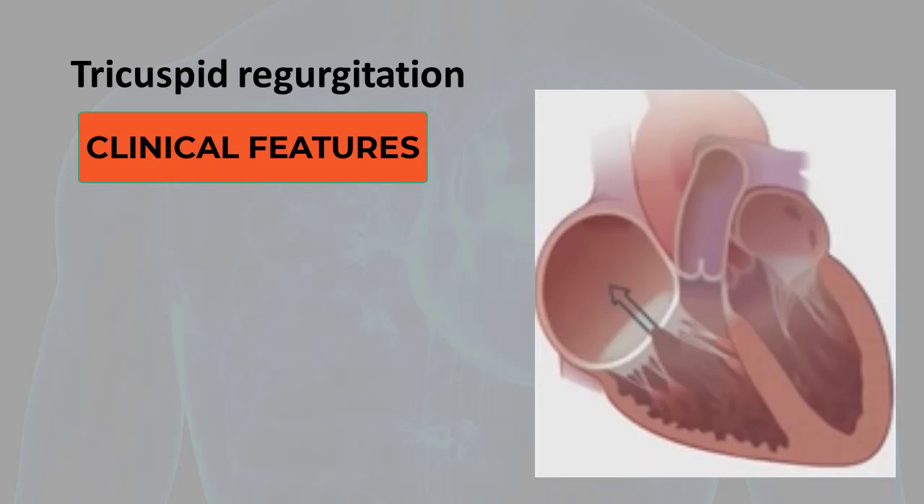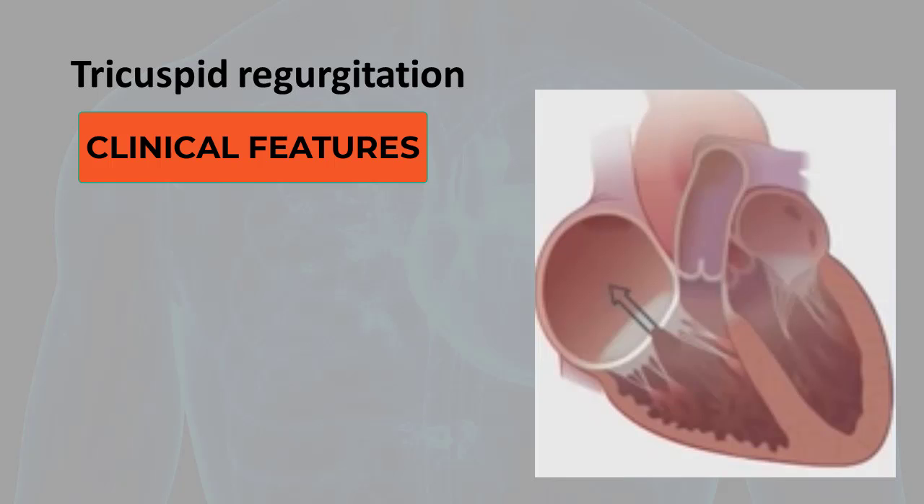There are often no specific symptoms associated with mild or moderate tricuspid regurgitation alone. With severe disease, there may be a sensation of pulsation in the neck from the distended and pulsatile jugular veins and symptoms of right-sided heart failure such as painful hepatosplenomegaly, ascites, and peripheral edema. Other symptoms are dyspnea and fatigue.